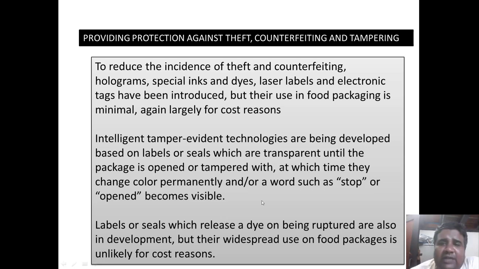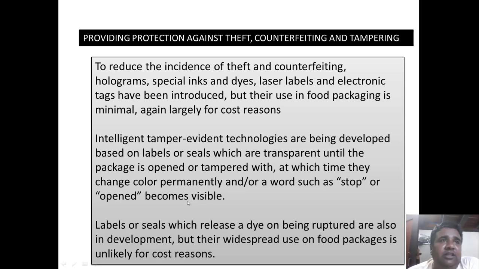So to reduce the incidence of theft and counterfeiting, holograms, special ink, dyes, laser labels, and electronic tags have been introduced. But their use in food packaging is minimal, again largely for cost reasons. Intelligent tamper-evident technologies are being developed based on labels or seals which are transparent until the package is opened or tampered with, at which time they change color permanently. A word such as stop or open becomes visible.